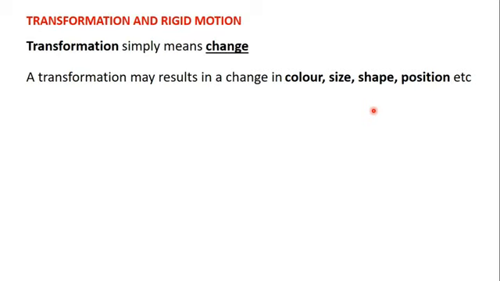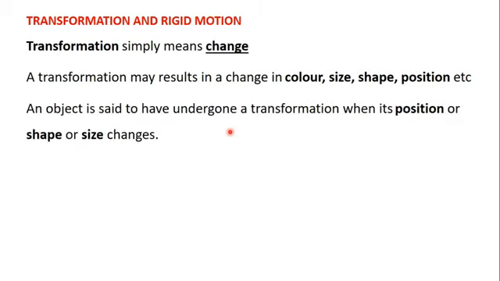So whenever there's a change in an object, that object is said to have undergone a transformation. These are examples of transformations we see around us in our everyday lives. In this topic, when we use the word transformation, we are referring to a situation where there is a change in the size, shape, or position of an object. So in this topic, an object is said to have undergone a transformation when its position, shape, or size changes.